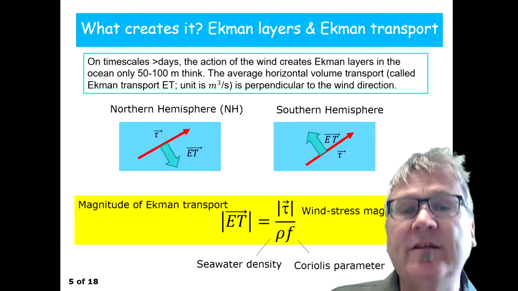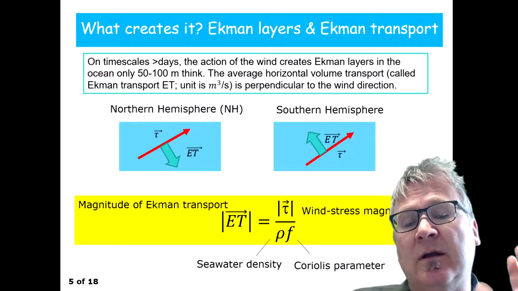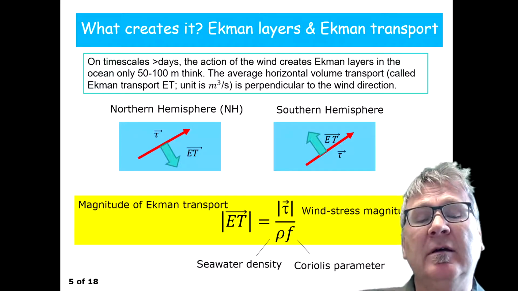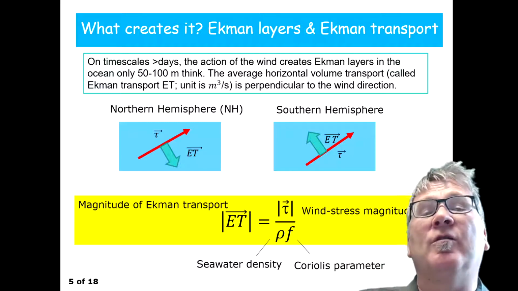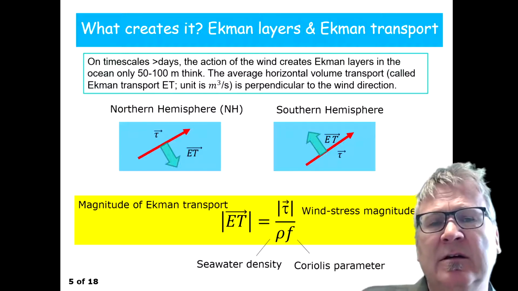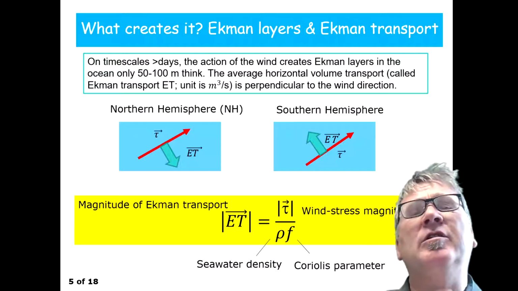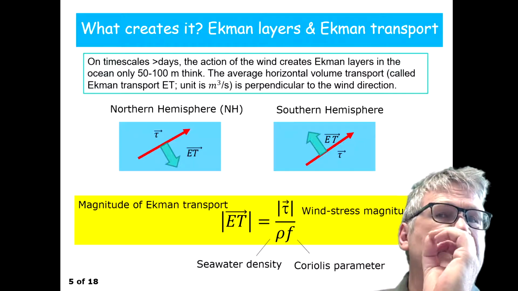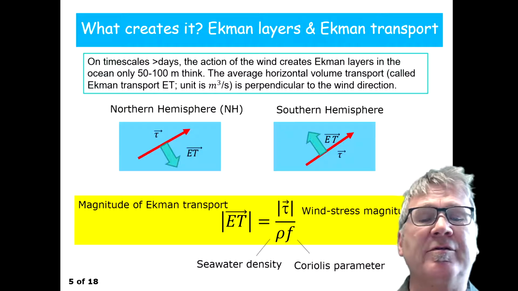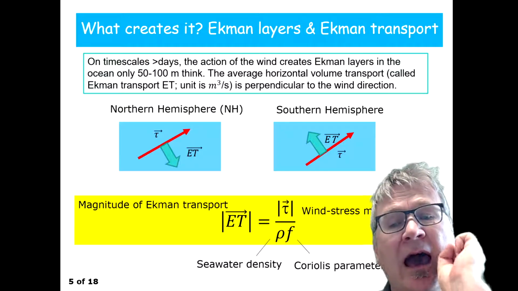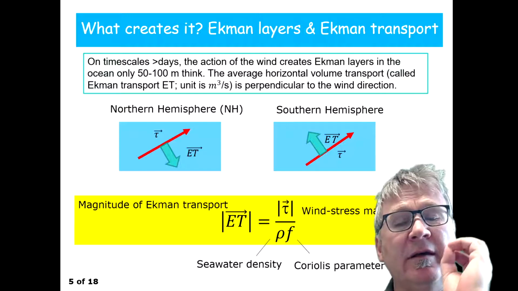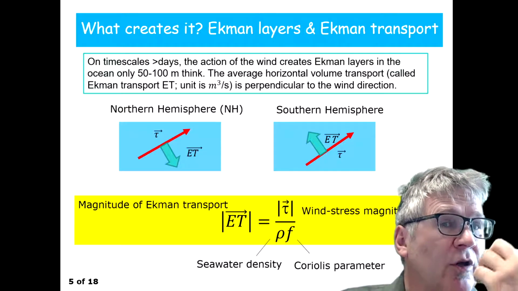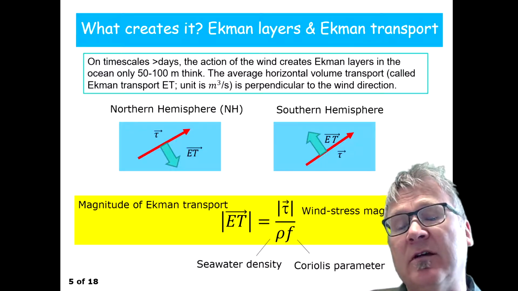But you can also quantify it. There's an equation. You can plug in the wind stress magnitude. You plug in the seawater density. Seawater density is pretty constant, and something we know as we call the Coriolis parameter. It is a function of the geographical latitude. And then you can even work out how much water is transported within the Ekman layer. It's the volume transport. Cubic meters per second is the unit.